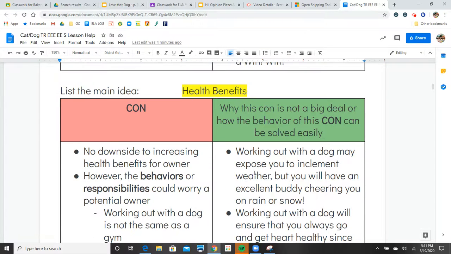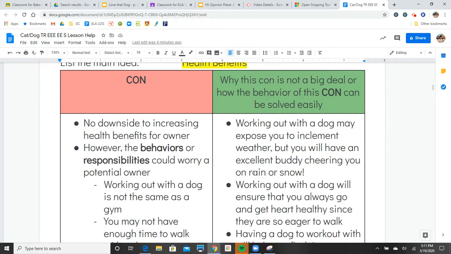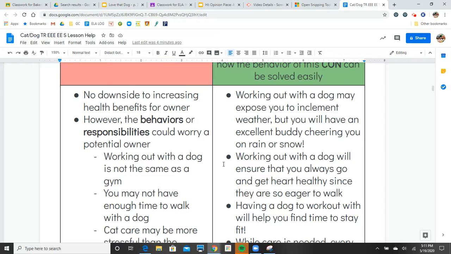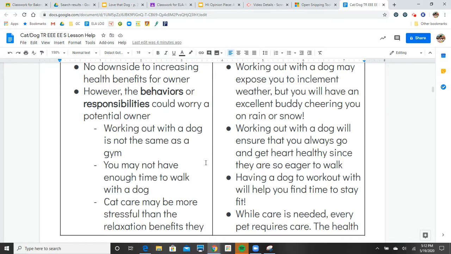Health benefits. Now, this is common to both cats and dogs and used in slightly different ways, and there really is no downside to increasing your health benefits. But primarily, when it's first listed as a dog's attribute, that it's a positive feature, there are some downsides. Working out with a canine is not the same as the gym, and you might have to go out in different types of bad or inclement weather in order to get your workout in.